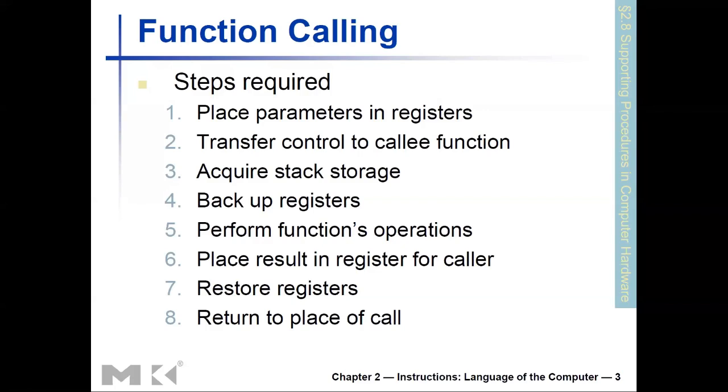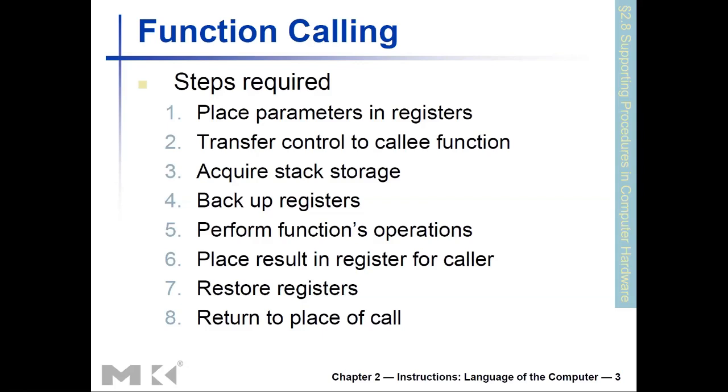The first step you have to do is to place parameters in registers. Now you all know that when you are calling a function, the typical case is you pass parameters to functions, and in assembly that is achieved by placing parameters in registers, because in assembly the only thing you have to hold variables or anything like that is registers. So you have to place the parameters in registers as well.